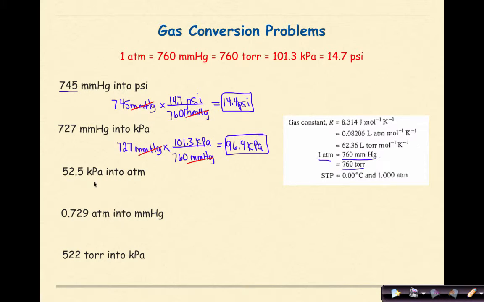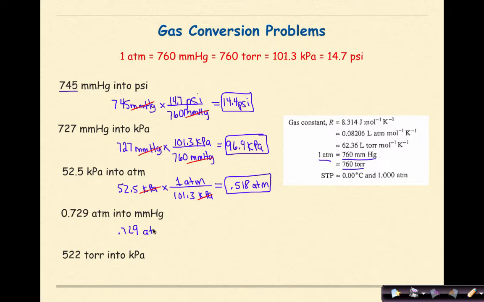Let's look at another one. 52.5 kilopascals into atmospheres. So we're going to write our given first. 52.5 kPa. I know that looking at my units of pressure up at the top, 101.3 kPa is equal to 1 atmosphere. Cancel my units. Multiply this out. So 52.5 times 1 divided by 101.3 kPa should give me 0.518 atmospheres as my final answer. Again, matching significant figures.